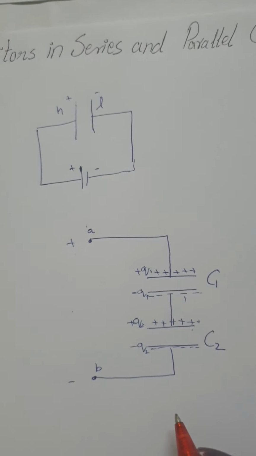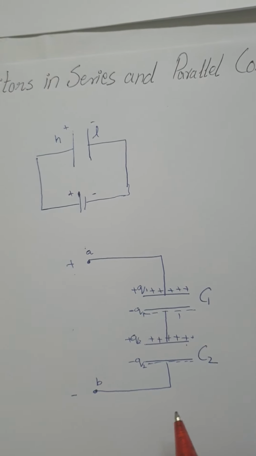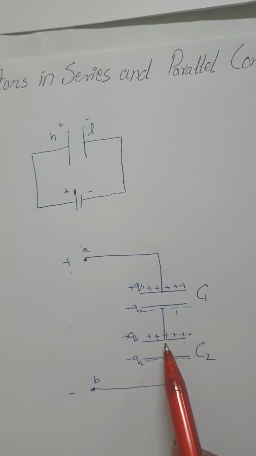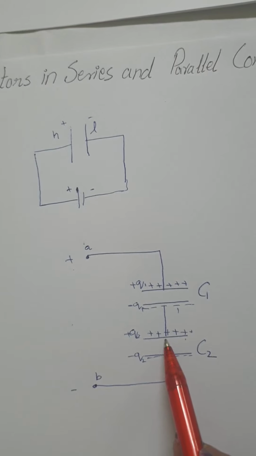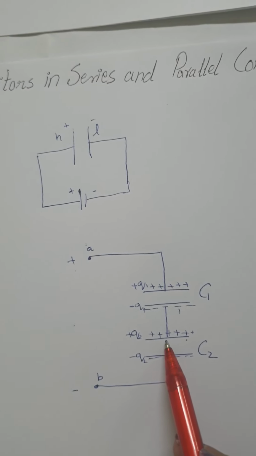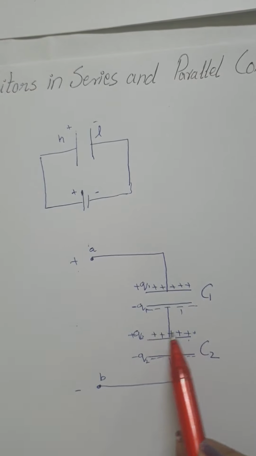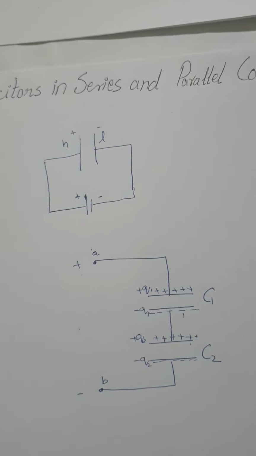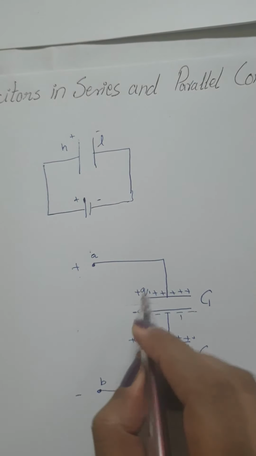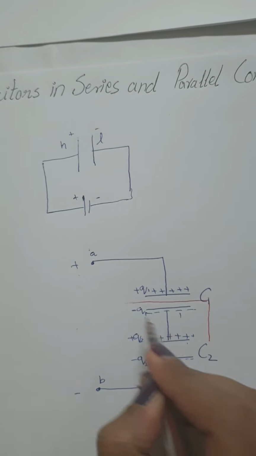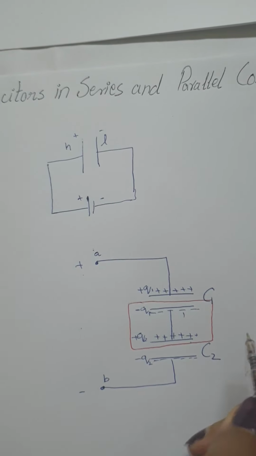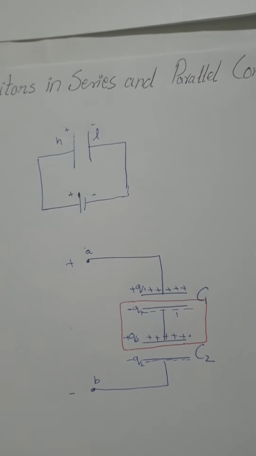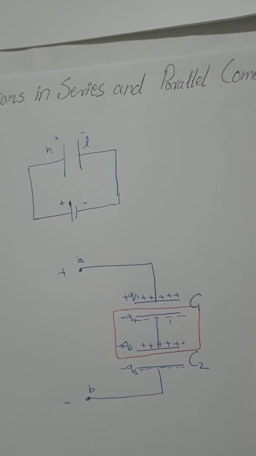The important point is the total charge on the lower plate of C1 and the upper plate of C2 together is 0, because these plates are not connected to anything except each other. So in series connection, the magnitude of the charge on all the plates remains the same.